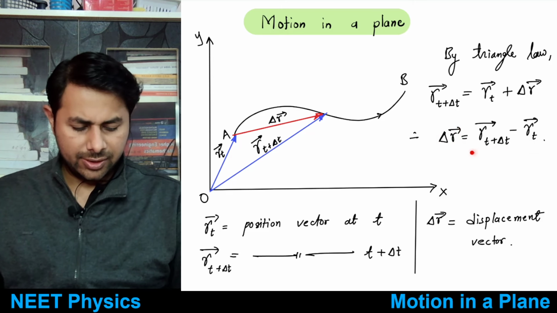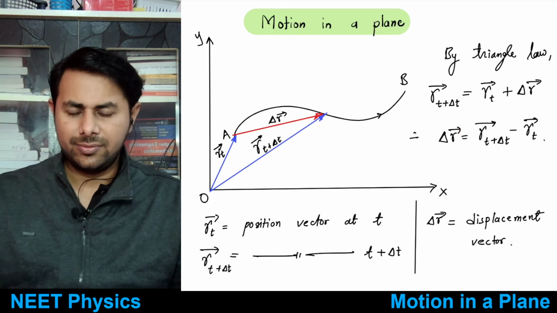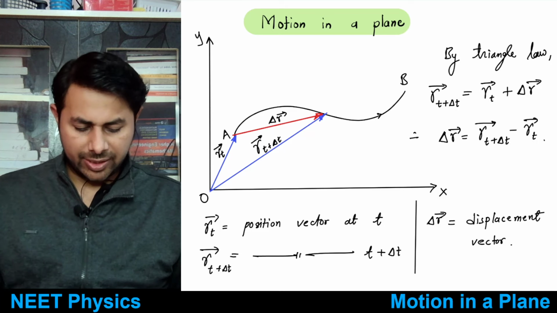Okay, right? Is this thing clear? Yes, no? All right, so this is the displacement vector.